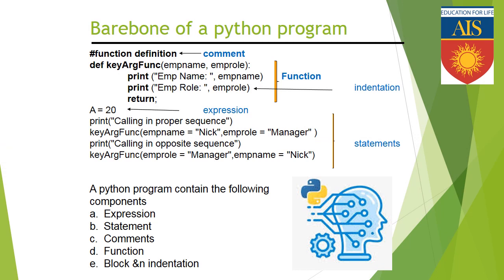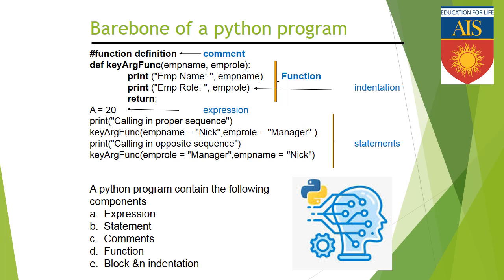Bare bones of a Python program. Now we can consider one program. Function definition: def keyword, argfunc, emp name, emp role. Def is the short form of definition. So after the definition, key argument function, emp name and emp role, print emp name comma emp name, then print emp role comma emp role, then return. This particular part comes under the function, from def to return.